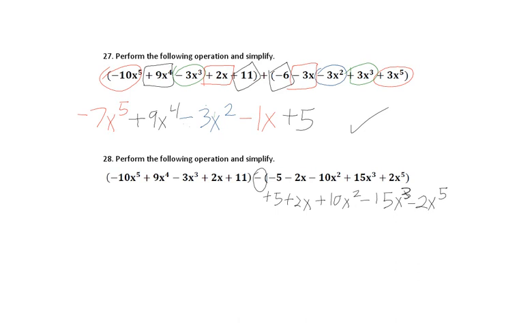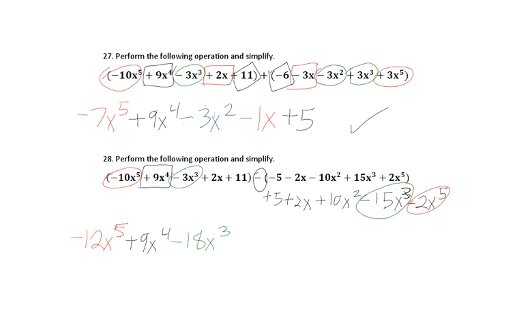Alright, let's go through this one at a time. We will start with x^5. I see negative 10x^5, I see negative 2x^5. That's going to be negative 12x^5. That's done. Alright, let's check for x^4s. There's a 9x^4, and that's it. Alright then, positive 9x^4. Let's look for x^3. Here's negative x^3. Here's a negative 15x^3. So that's going to become negative 18x^3.